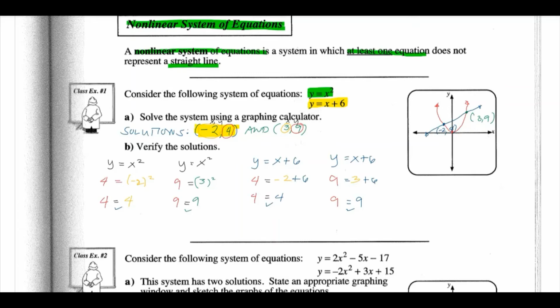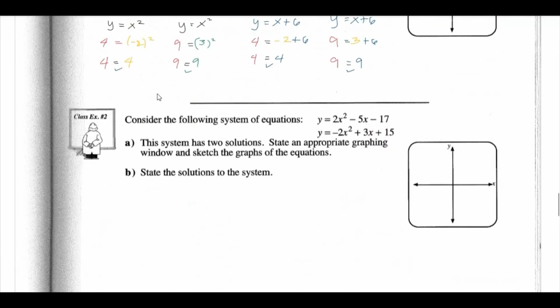So you just have to substitute the values of x and y in your equation, and if both sides of the equation give you the same value, then indeed that would be a solution. So let's move on to example number 2. So consider the following system of equations.